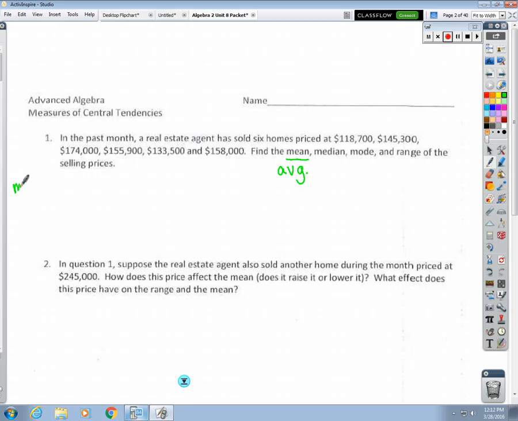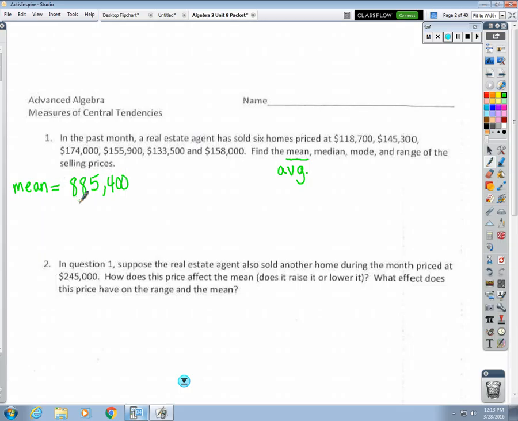So the first thing that I want you to do is add them up. So take your calculator, add up those 6 selling prices. What did you get, Alex? Okay, do y'all agree? 885,400. Hang on. 620,000. You missed one. I got 885,400. Okay, so it is 885,400, but is that the mean? No.